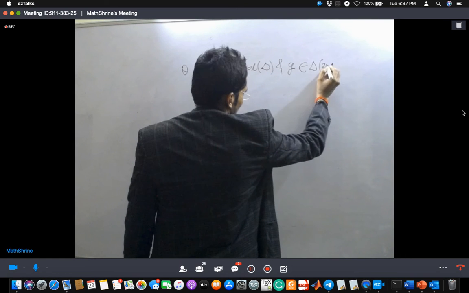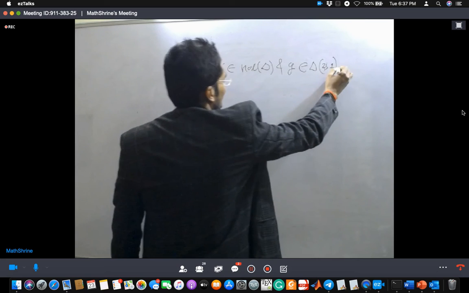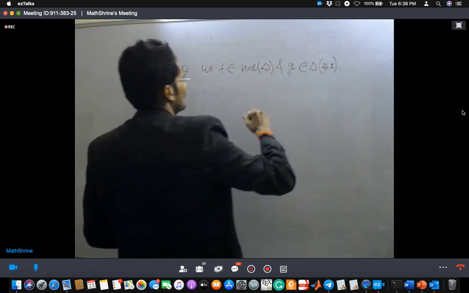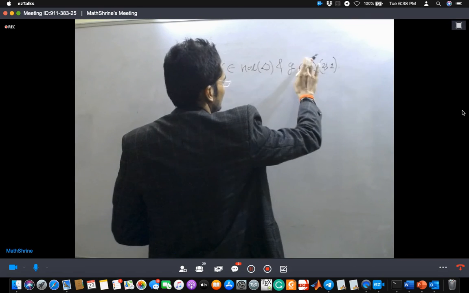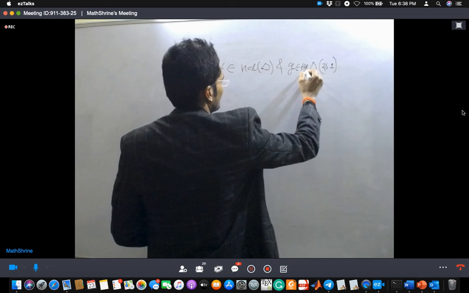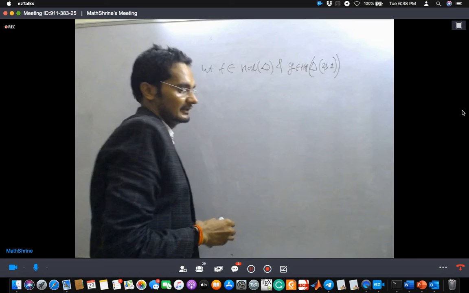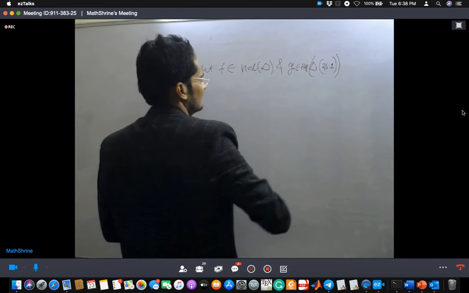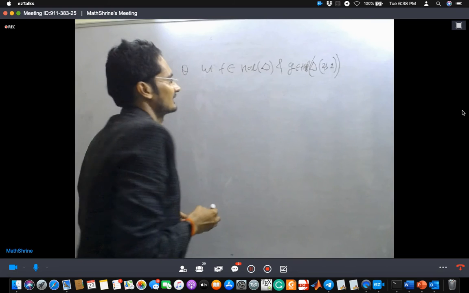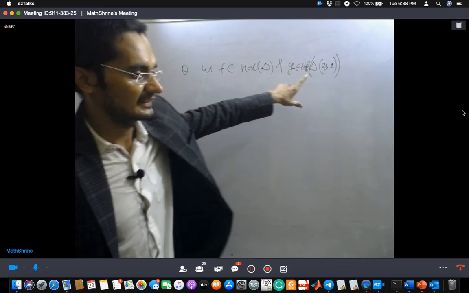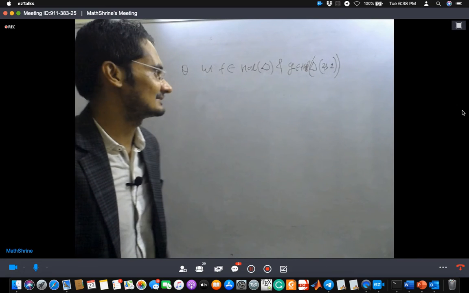f and g are holomorphic. This is holomorphic in the unit disk, center 0, radius 1. This is holomorphic with center at 2i, radius 1. So is it clear? We have two functions, one in the neighborhood of 0 and one in the neighborhood of 2i.